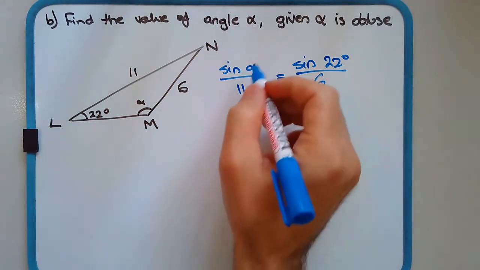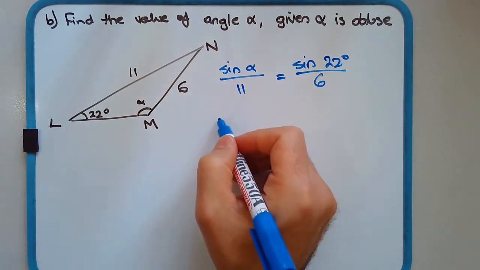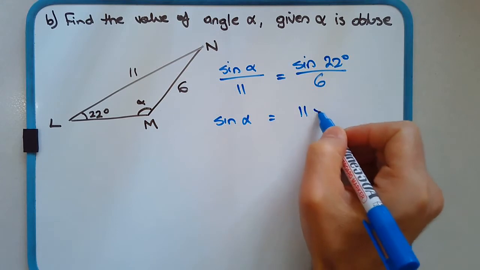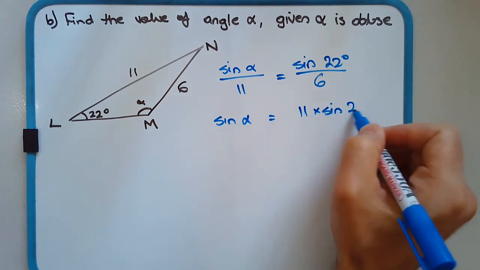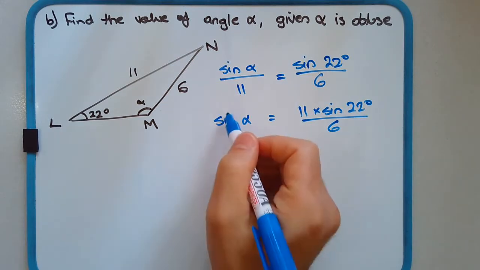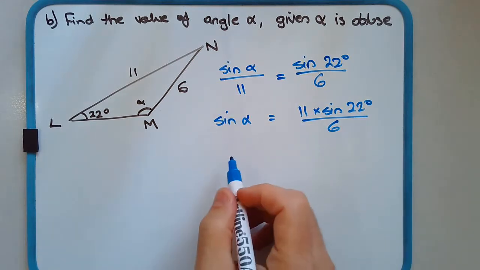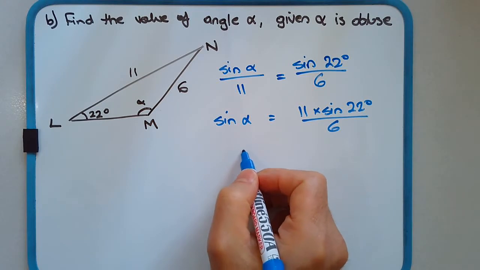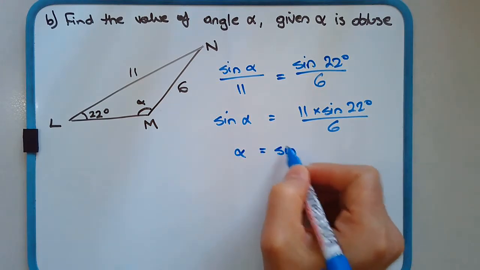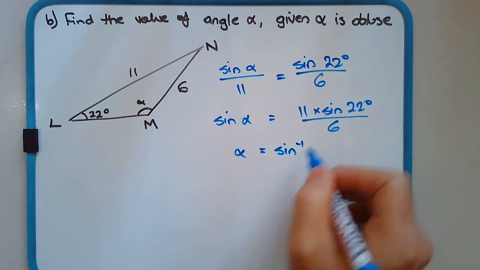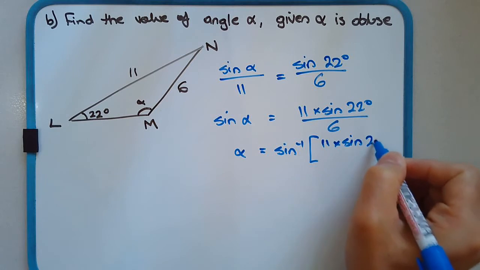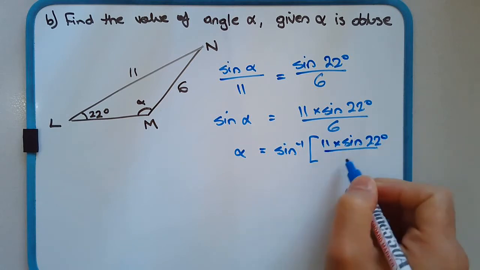All right. Let's make alpha the subject of the formula. So sine of alpha, let's move the 11 over. 11 multiplied by sine of 22 degrees over 6. We take the inverse sine of both sides, so that's shift sine. Alpha is equal to inverse sine, 11 multiplied by sine of 22 degrees over 6.